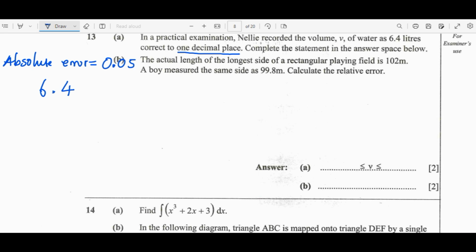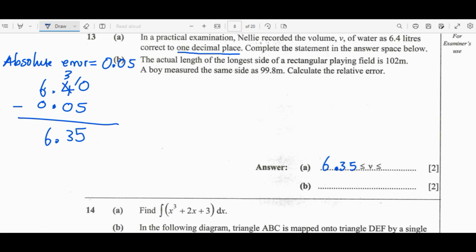6.4 minus, so to find the lower bound, you subtract the absolute error. So let's put 0 here, put 0 here. We know that 0 minus 5 is impossible, so we take 1, we put it here, and we have a 3 here. 10 minus 5 is 5. 3 minus 0 is 3. 6 minus 0 is 6. So the lower bound is 6.35, which is the number we are going to write here. So that's what you are supposed to do.